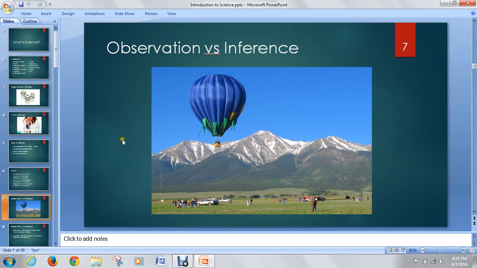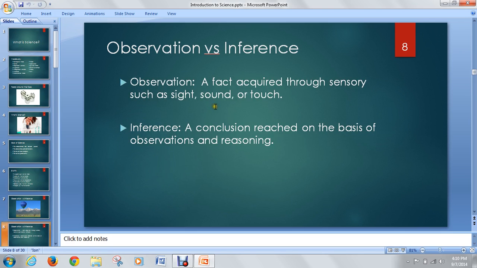Okay, so I could infer that it's probably early springtime, sometime after winter, okay, when the snow is starting to melt. I can also see these people waiting around near the balloon, so I can infer that there's probably some type of event or testing for the balloon. Okay, so again, an observation is a fact that we acquire through some type of sensory input, such as sight, sound, or touch, whereas an inference is a conclusion reached based on those observations.